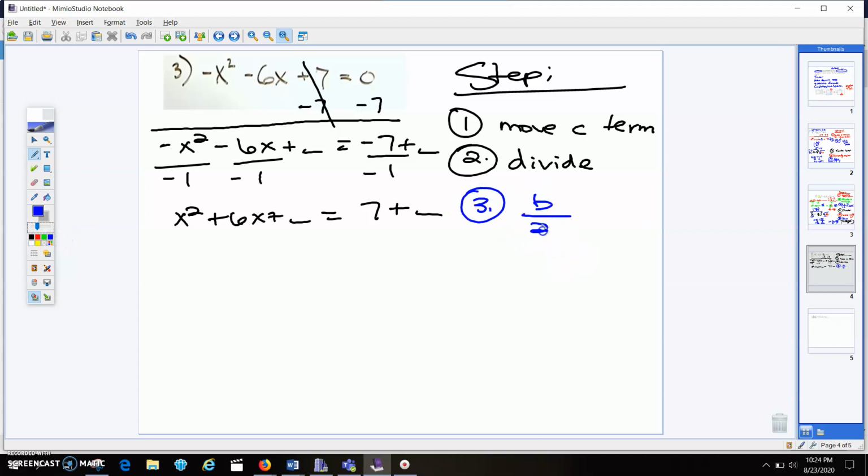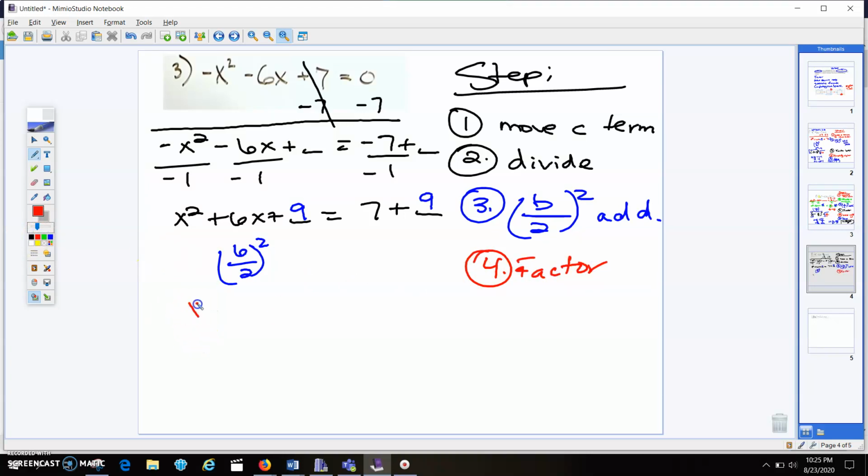We're going to take our b value, divide it by 2, and then we're going to square it and add it to both sides. So 6 divided by 2. We're going to square it, we're going to add it to both sides. So 6 divided by 2 is 3, 3 squared is 9. And then look what happened. So my step 4 is to factor, right? Factor this mess. So we're going to get x plus, now remember it's b divided by 2 terms, so 6 divided by 2 is 3, squared equals 7 plus 9, which is 16.